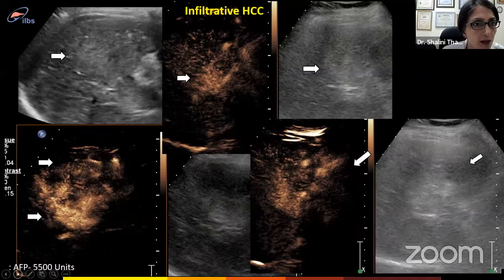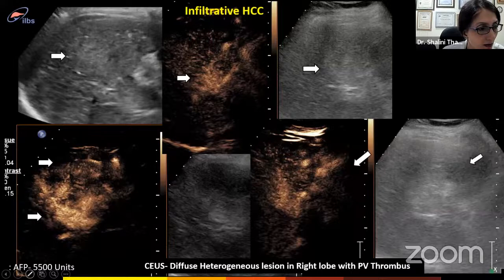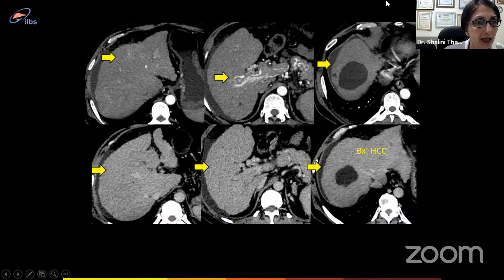Should I keep going? Can you hear me? Okay, and this is a diffuse heterogeneous lesion. I was saying something about a cirrhosis-like HCC, and this is what a cirrhosis-like HCC would look like.